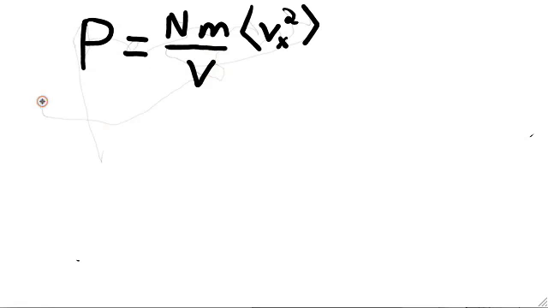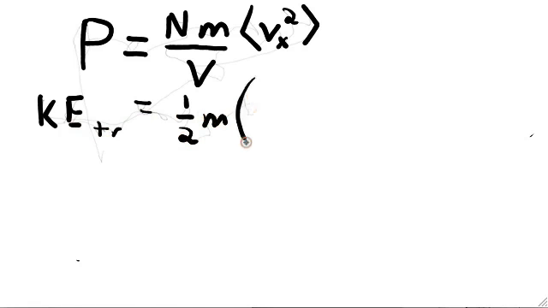This mv squared should remind you of kinetic energy. So let's write down the translational kinetic energy of a single molecule. That's the familiar formula 1/2 mv squared. Remember that v squared refers to the entire vector squared, so we'll write that as the individual components vx squared, vy squared, and vz squared.